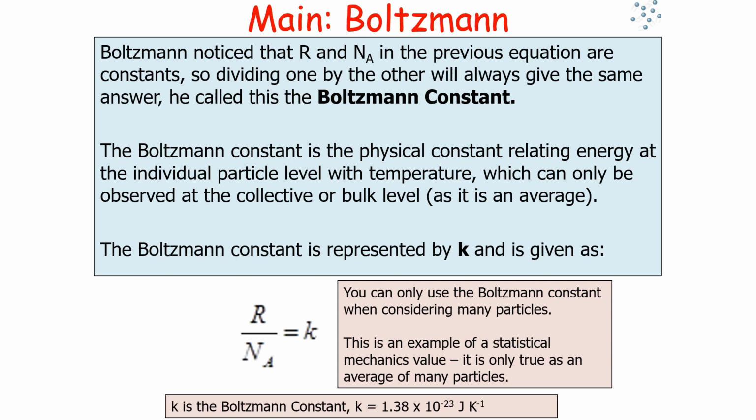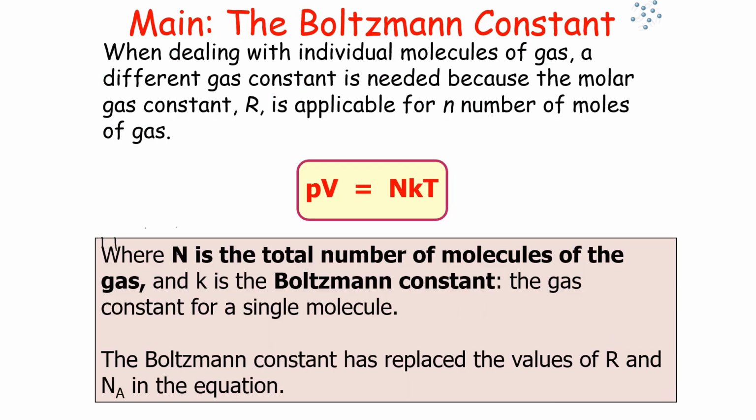So we can then use this equation to simplify our previous ideal gas equation. So when dealing with individual molecules of a gas, we can use a different constant because the molar gas constant is only applicable for n number of moles of a gas. So we can now say PV is equal to nKT, where n is the number of molecules of the gas and K is the Boltzmann constant, the gas constant for a single molecule. So our Boltzmann constant has now replaced the values of R and Na in the equation.